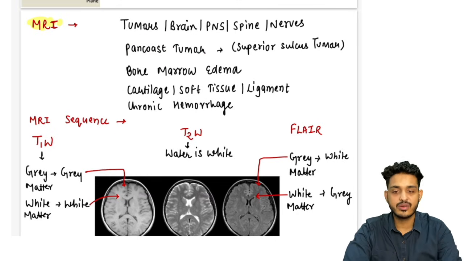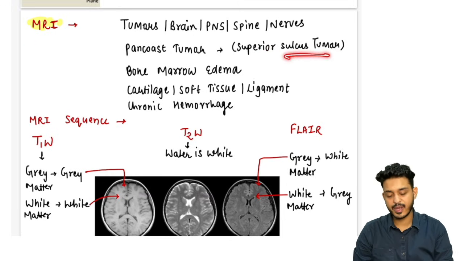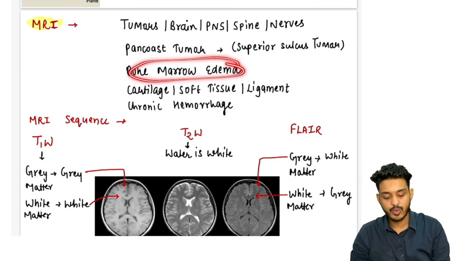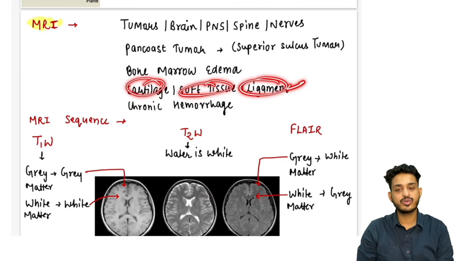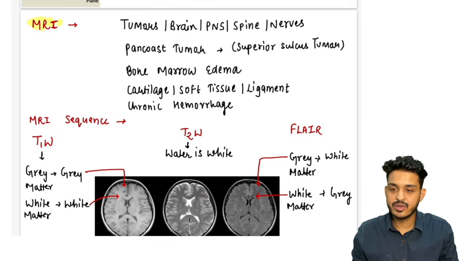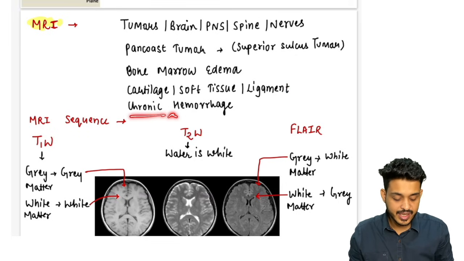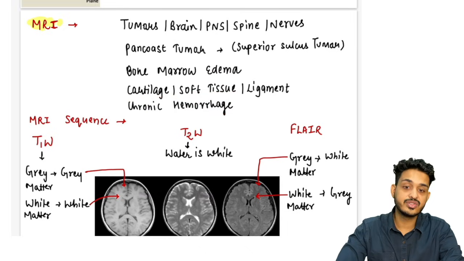This is a tumor of the superior sulcus, right? For that particular purpose, you are going to do MRI. You need to identify the bone marrow edema, you are going to do MRI. You need to look for cartilage, soft tissue or ligament, you need to do MRI. For any time in the body you are having chronic hemorrhage, you are going to do MRI.